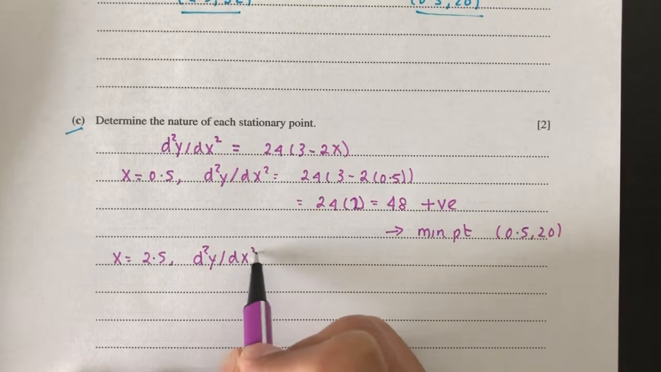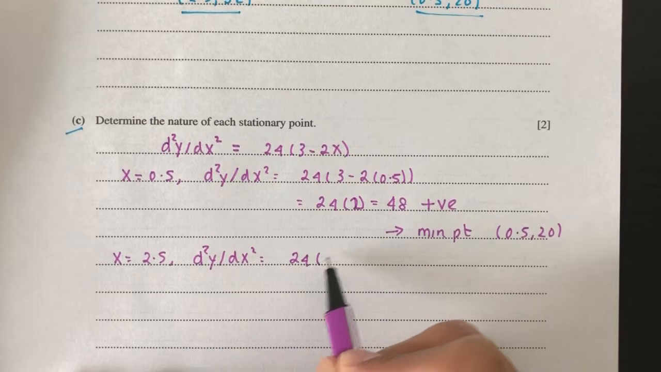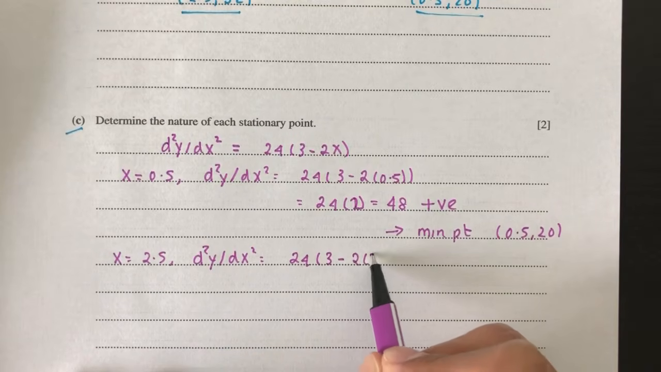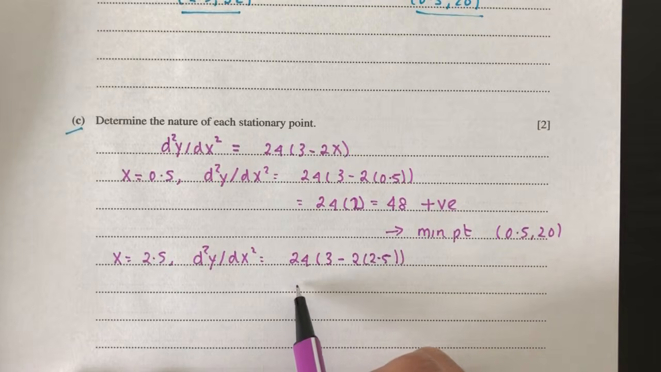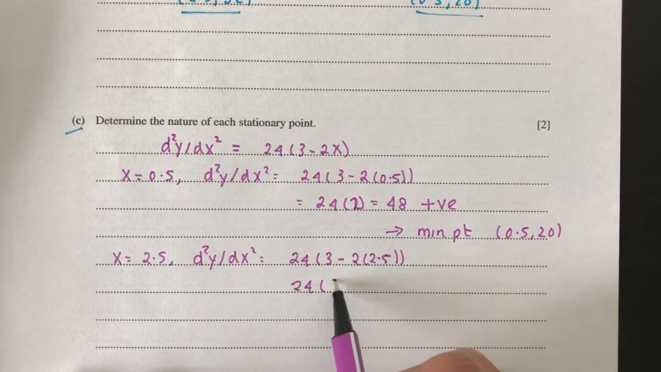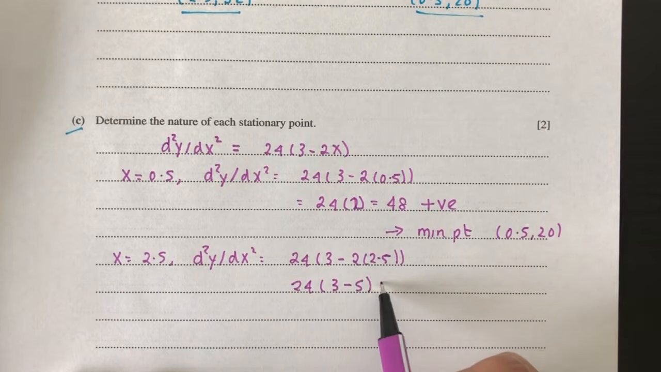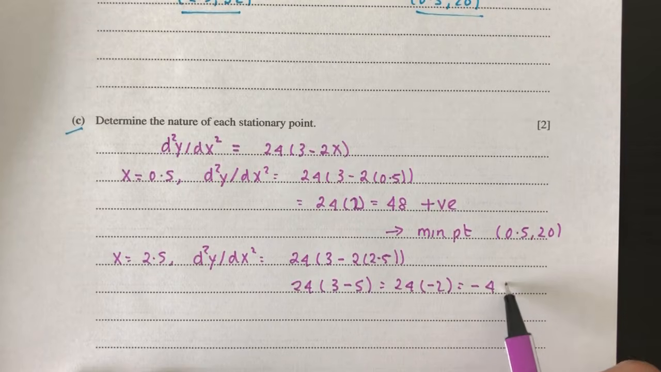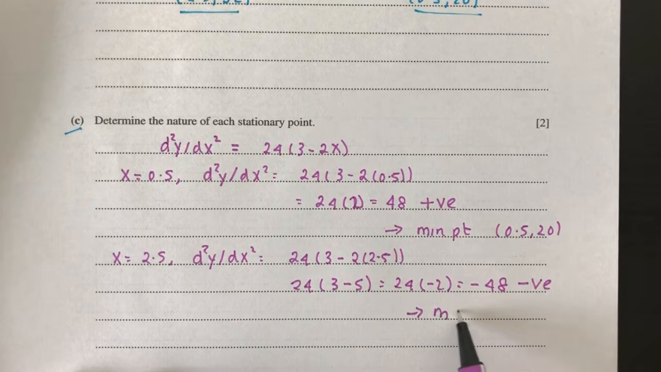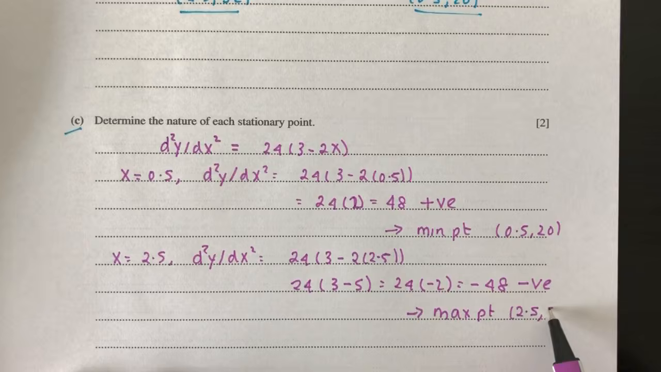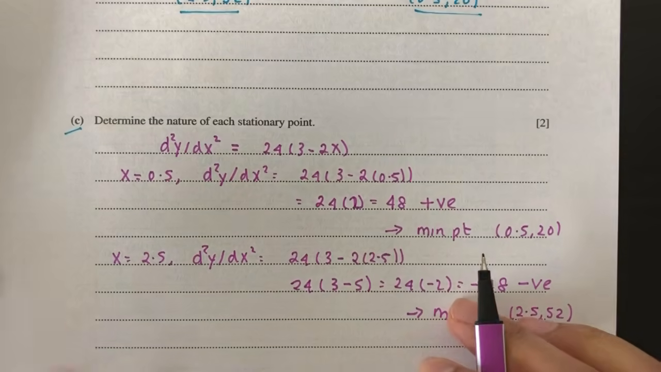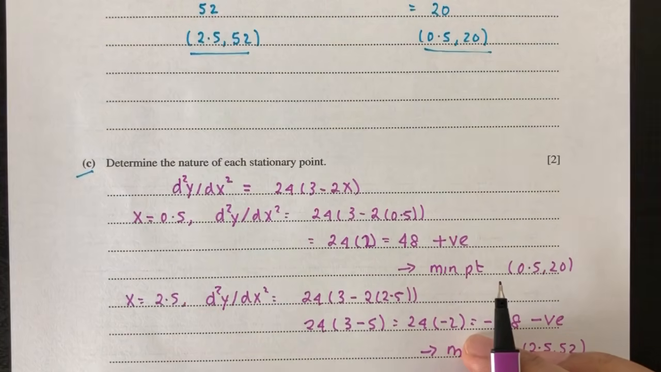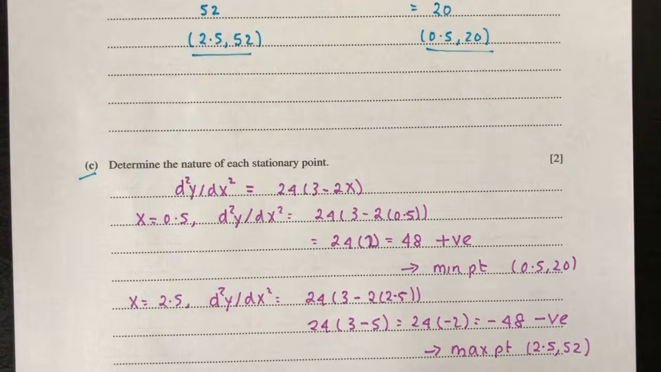d2y by dx2 will be 24 times 3 minus 2 times 2.5. That will be 24 times 3 minus 5. That will be 24 times minus 2, which is minus 48. That will be a negative value. So that will be a maximum point, which is 2.5 and 5.2. Okay, so that will be your question number 9. Let's move on to question number 10.